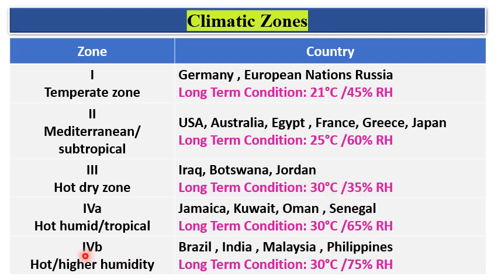Zone 4B. So our country India comes into this zone 4B. This is hot and higher humid. Long term condition will be 30 degrees and 75% RH. Then Brazil is there in zone 4B. Then India, Malaysia, Philippines. So these are the countries which are in zone 4B.